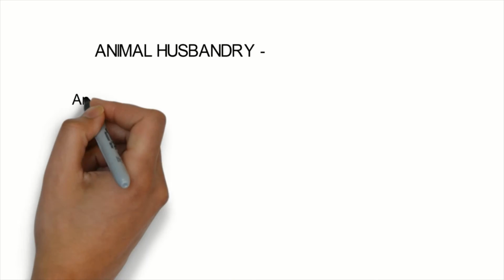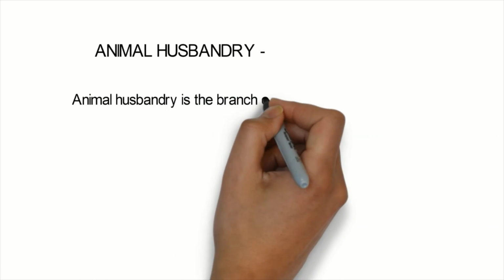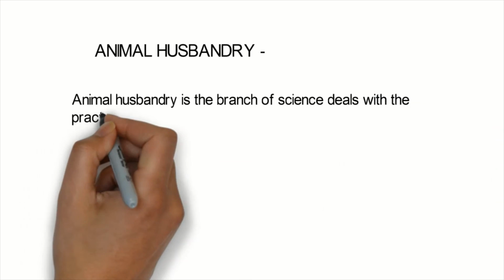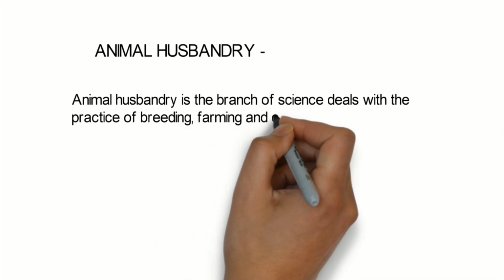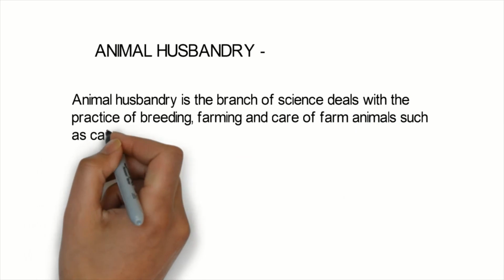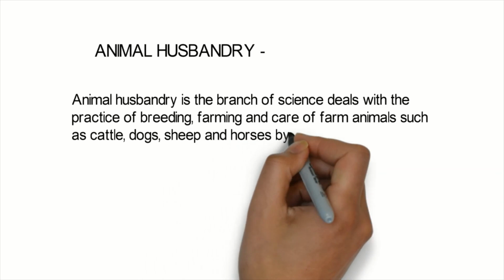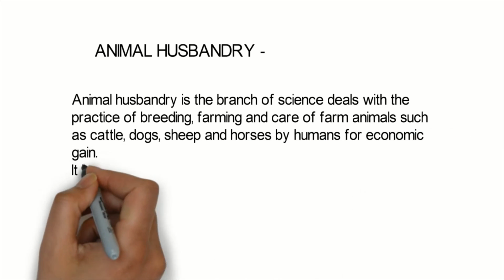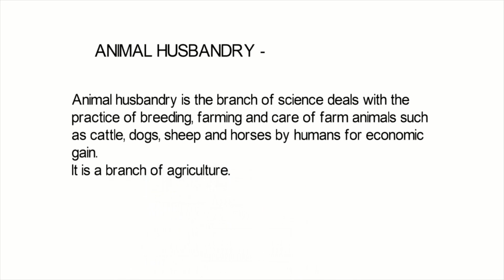Animal husbandry. Animal husbandry is the branch of science dealing with the practice of breeding, farming, and care of farm animals such as cattle, dogs, sheep, and horses by humans for economic gain. It is a branch of agriculture.